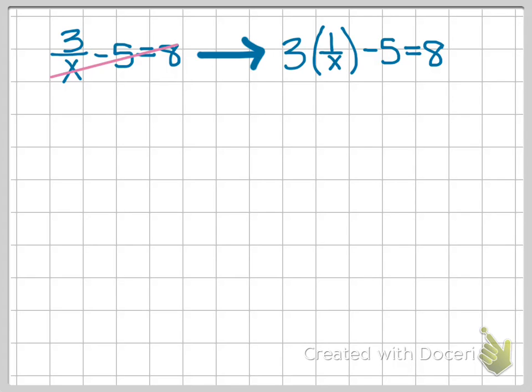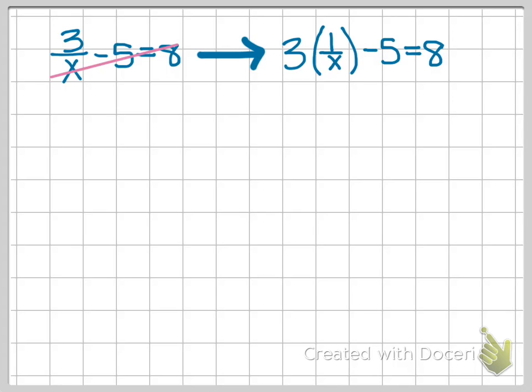We're going to rewrite it as 3 times the quantity of the inverse of x, taking away 5 positives, is equal to 8. We did not change the value of the original equation. We just rewrote it using a factoring technique. We factored out that 3 and made it an operation of multiplication.